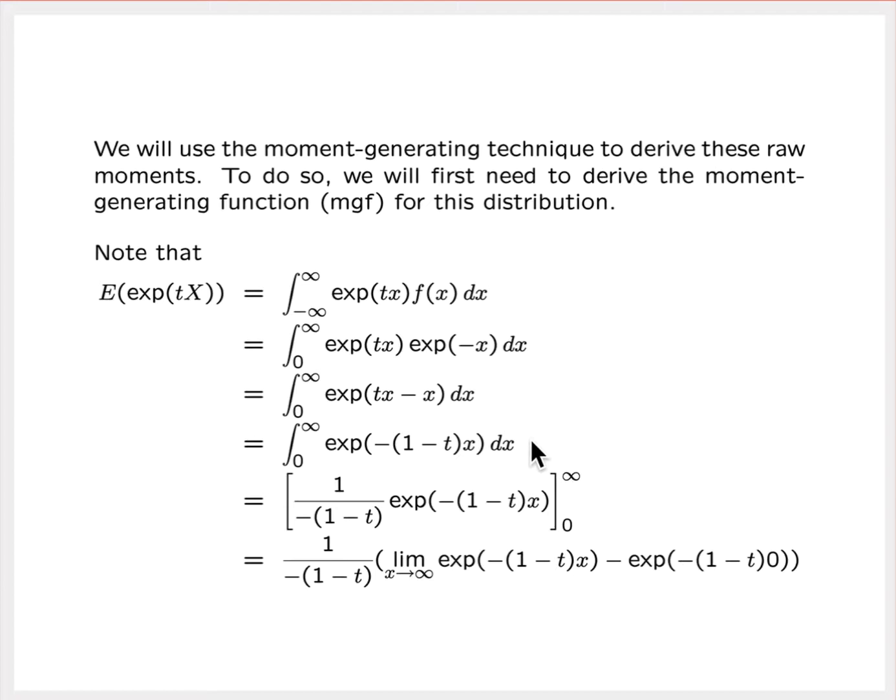And to evaluate the definite integral, by the fundamental theorem of calculus, we evaluate, or in this case take the limit of this antiderivative as x goes to infinity, we evaluate the antiderivative at x equal to 0, and then take the difference. All right, and so that is what I'm doing down here. I've got to take the limit of this as x goes to positive infinity, and I've got to evaluate this as when x is equal to 0. Notice that I pulled the 1 over negative 1 minus t out front of that difference.